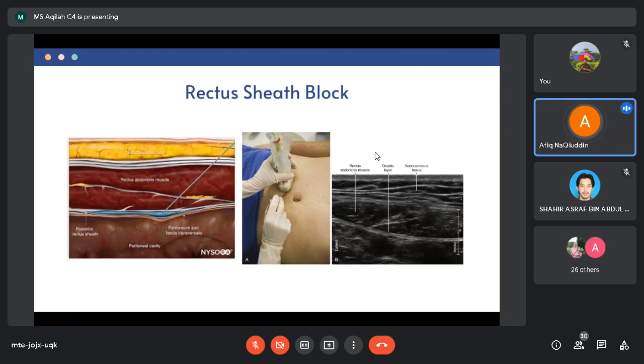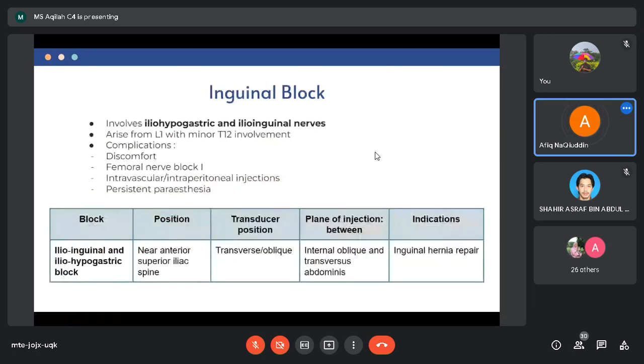Okay, so this is the visual diagram of what I've been saying before. Okay, next.